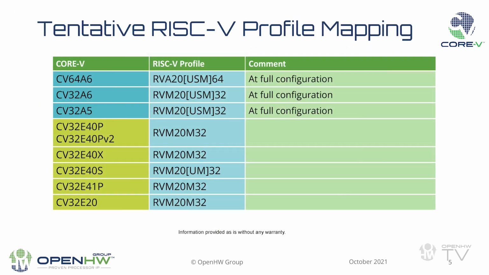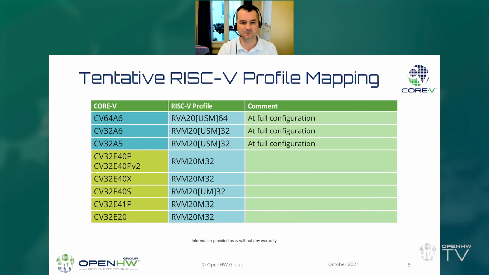And let's try mapping these cores to RISC-V profiles. I will just add a disclaimer. This information is provided without any warranty. This is a tentative mapping because mapping a core has proved to be quite a complex exercise. So take this information with a pinch of salt. So starting from the top of the list, the CV64A6 likely qualifies as an RVA20 U/S/M 64-bit core.